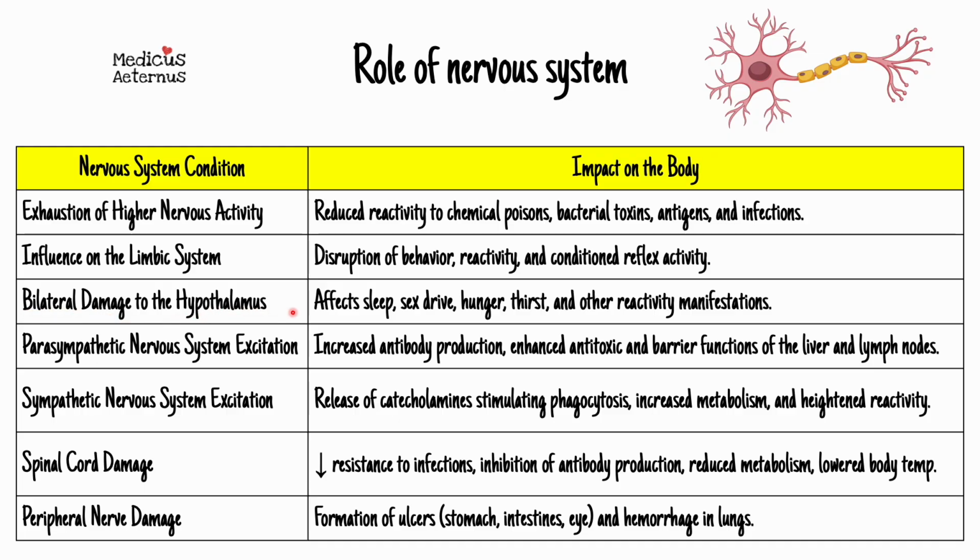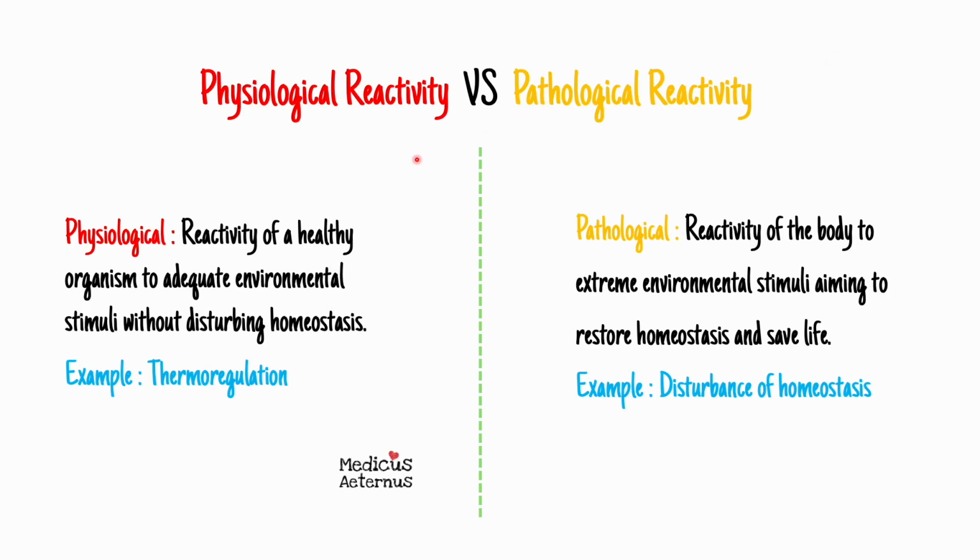Bilateral damage to the hypothalamus will affect sleep, sex drive, hunger, thirst, and other reactivity manifestations. Parasympathetic nervous system excitation will increase antibody production and enhance the antitoxic and barrier functions of the liver and the lymph nodes. Sympathetic nervous system excitation will release catecholamines, stimulate phagocytosis, increase metabolism, and heighten reactivity. Any damage to the spinal cord will cause a decrease in resistance to infections, inhibition of antibody production, reduced metabolism, and lower body temperature. Damage to any peripheral nerve will cause the formation of ulcers in the stomach, intestines, and eyes, and also hemorrhage in the lungs. Now we'll find out the difference between physiological reactivity and pathological reactivity.